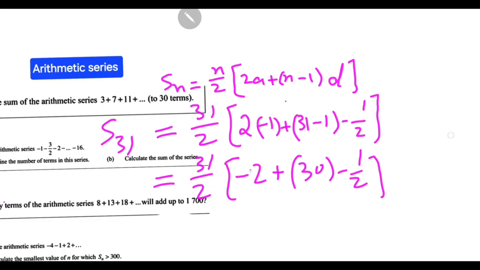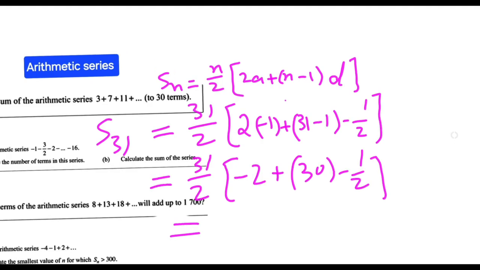31 over 2 times the bracket -2 plus 30 multiplied by -1 over 2. I'm going to simplify one time with the calculator. So the answer is -263.5. You can see the same answer. You can use the first n terms formula, or you can use the first and the last term formula. But if they give you the last term, then you can use the first and the last term formula as well, or you can stick to the standard formula. The answer will be the same.